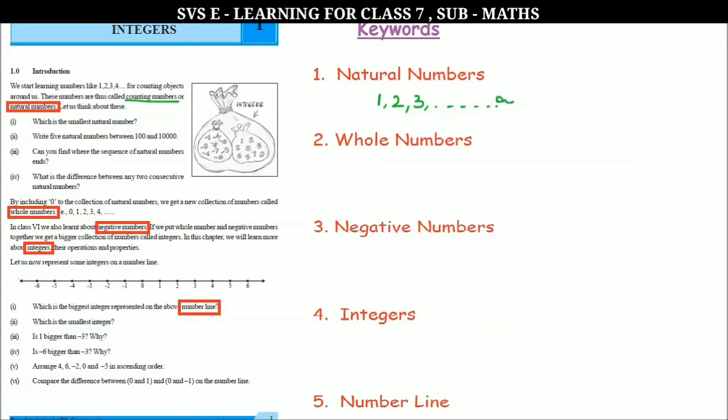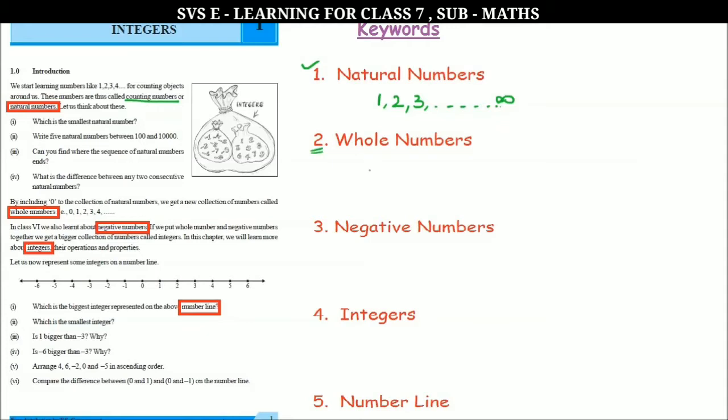Infinity is a very, very big number, so the series would never end. 1, 2, 3, 4, 5, 6, it would never end. So that is about natural numbers: this set of numbers starts with 1 and does not end at all, or ends at infinity. Number 2, whole numbers.